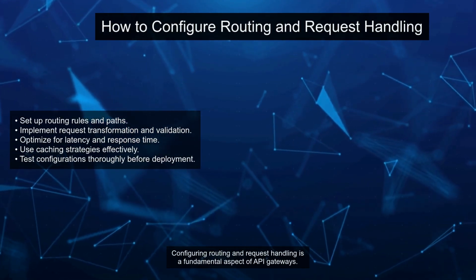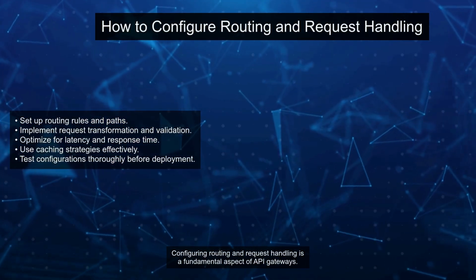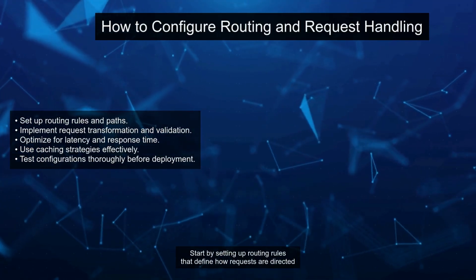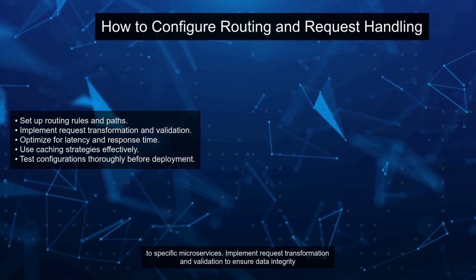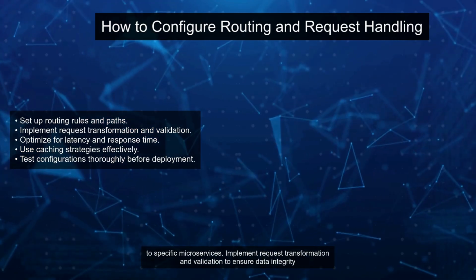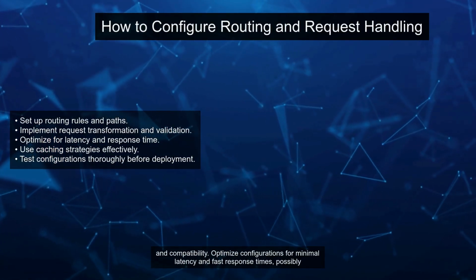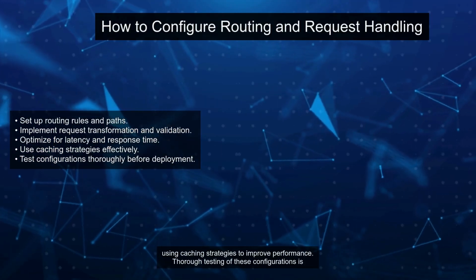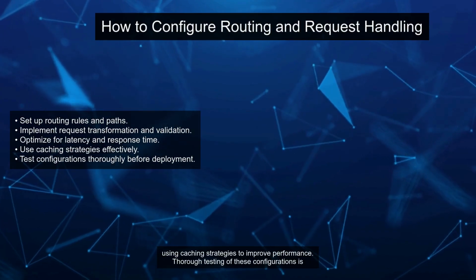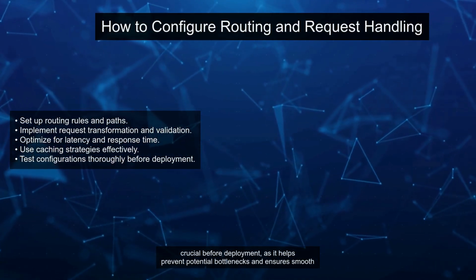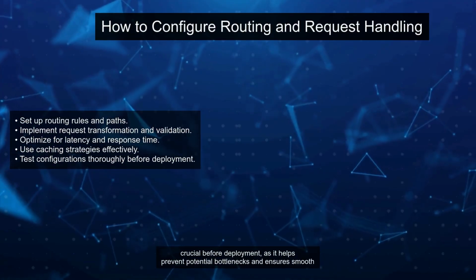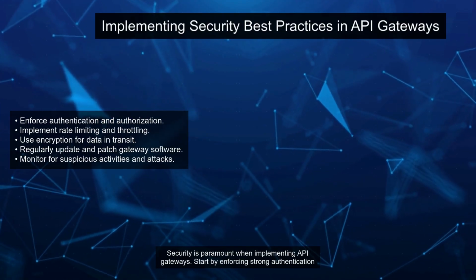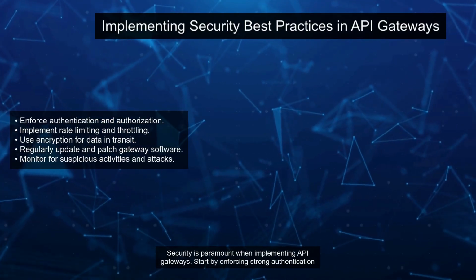Configuring routing and request handling is a fundamental aspect of API gateways. Start by setting up routing rules that define how requests are directed to specific microservices. Implement request transformation and validation to ensure data integrity and compatibility. Optimize configurations for minimal latency and fast response times, possibly using caching strategies to improve performance. Thorough testing of these configurations is crucial before deployment, as it helps prevent potential bottlenecks and ensures smooth operation in production environments.